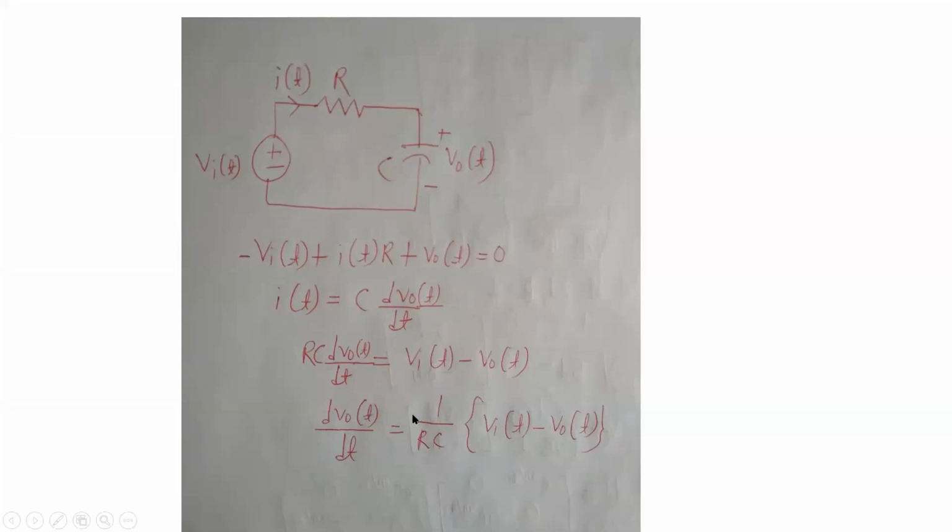If I told you, find the transfer function of the system in the frequency domain, could you do it? Sir, by using Laplace transform. Yeah, by using Laplace transform, it's very easy. So dV naught(t) by dt will become s V naught(s), right? Yes, sir. And this will become VI(s) and this will become V naught(s). Then you have to manipulate this equation to get V naught(s) divided by VI(s), which will give you the transfer function. Very simple, right? Yes, sir.